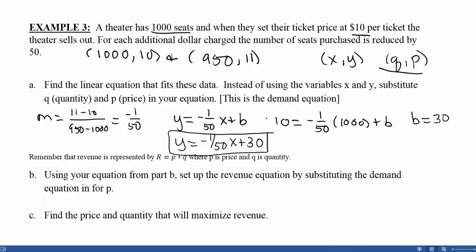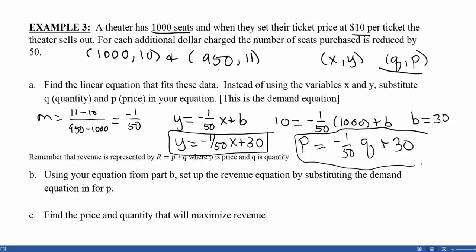So we go back to our original setup, and again, we had q, p. Quantity, price, which means that instead of x, I'm going to write q, and instead of y, I'm going to write p. So I have p equals negative 1/50q plus 30. So this is my demand equation. And again, a demand equation relates price and quantity, so you, as the producer, can figure out the right balance. We could solve for Q if we wanted to and then vary the price, or we, in this case, are varying Q and using that to set the price.